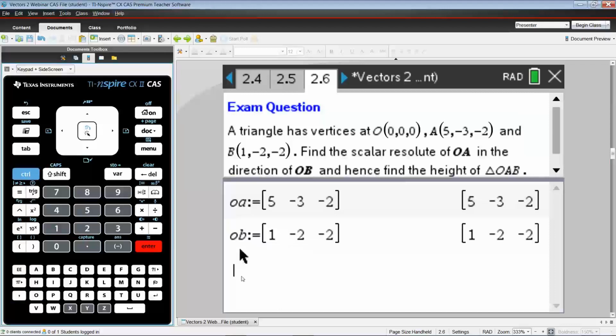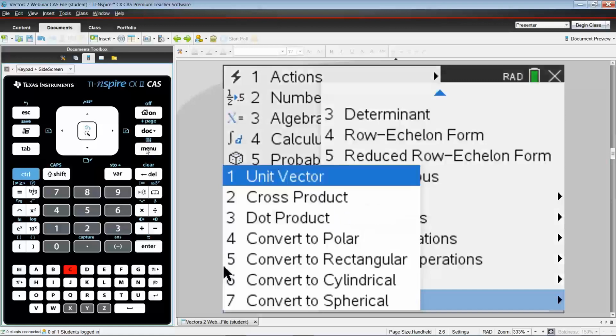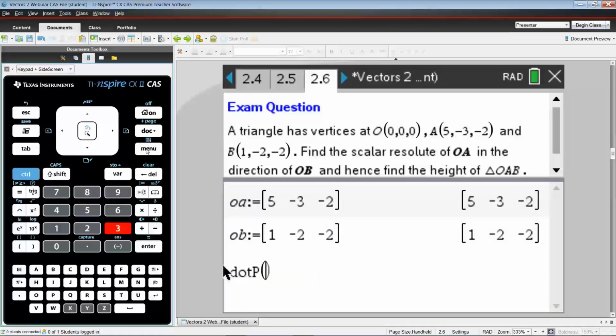Okay, so let's now find the scalar resolute of OA in the direction of OB. So menu 7C3 will give us dot product, and I want OA, I'll just type that one out, comma, we want the unit vector of OB.